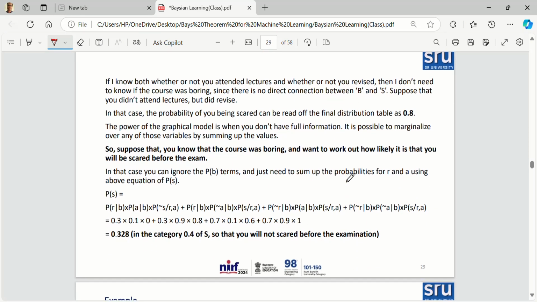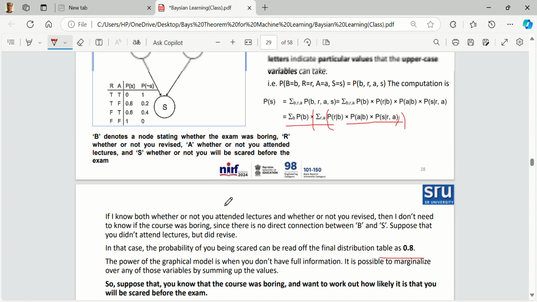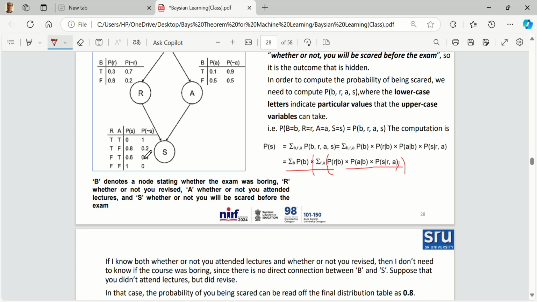If I know both whether or not you attended lectures and whether or not you revised, then I don't need to know if the course was boring, since there is no direct connection between B and S. From S to B there is no connection. Suppose that you did not attend lectures but did revise. In that case, the probability of you being scared can be read off the final distribution as 0.8. So I am getting 0.8 here.